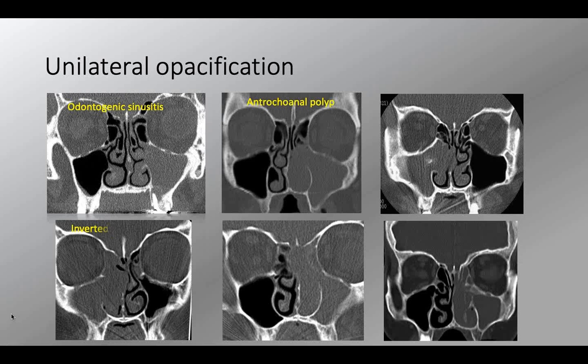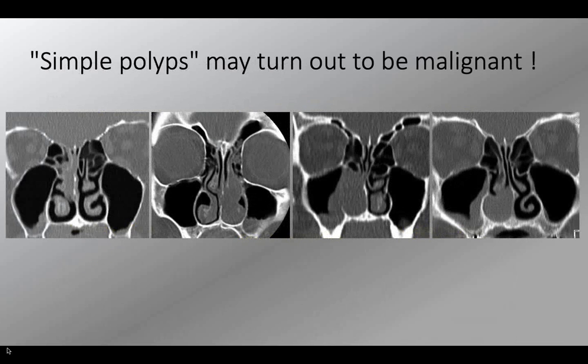So you cannot actually differentiate an antrochoanal polyp from an inverted papilloma, from a malignant tumor like esthesioneuroblastoma or mucosal malignant melanoma. So unilateral opacification, be aware. And simple polyps may turn out to be malignant.